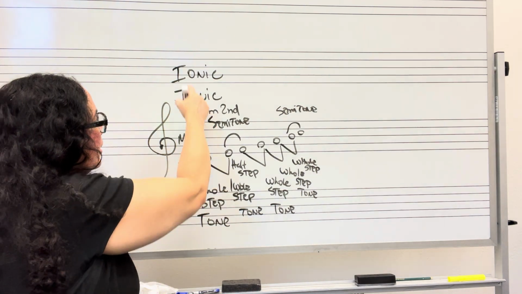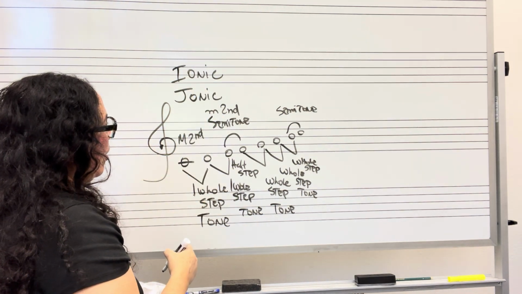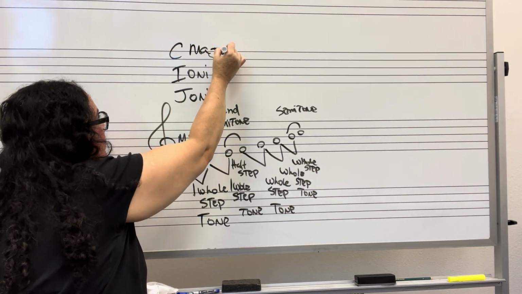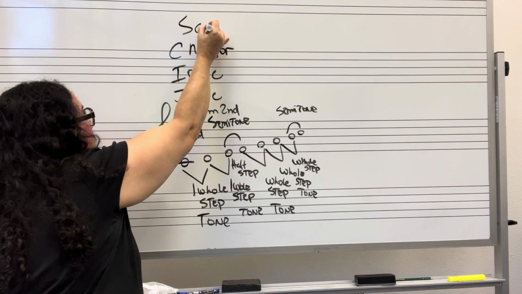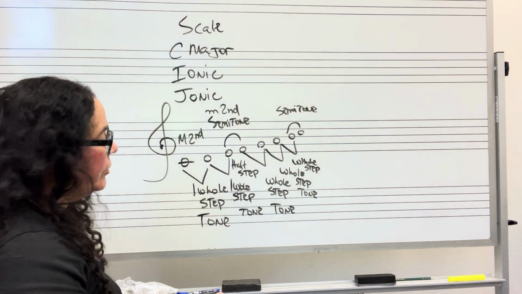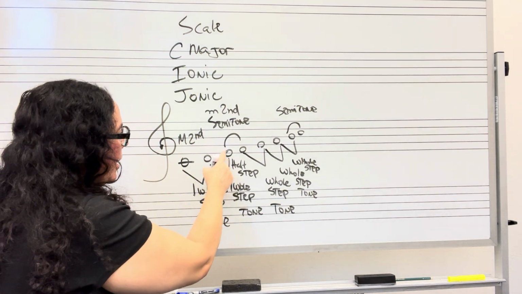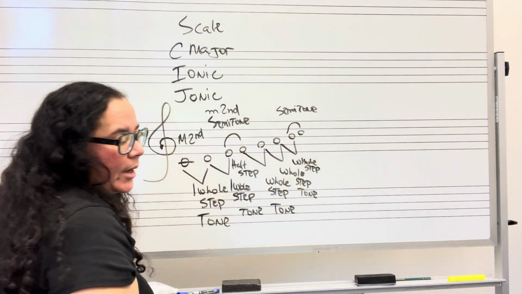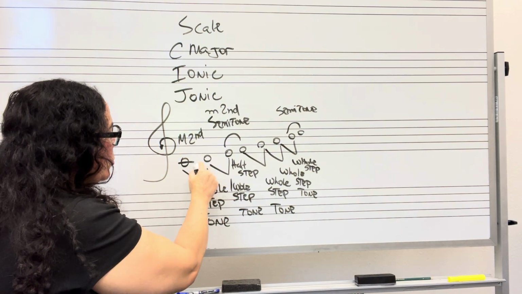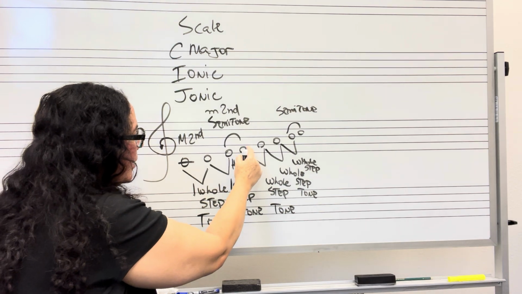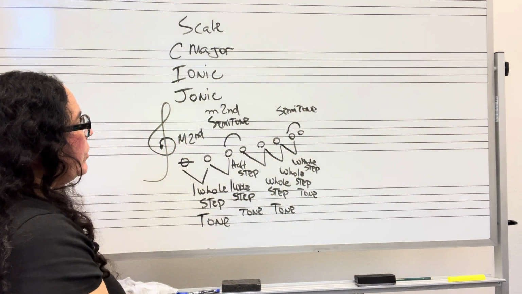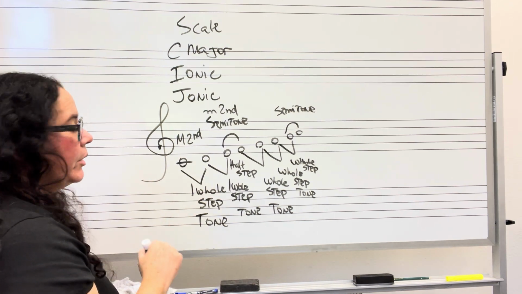So, ionic can be spelled like that, or C major scale, okay? So the pattern of this scale is 2 whole steps, 1/2 step, 3 whole steps, and 1/2 step. That is the pattern of the C major or ionic.